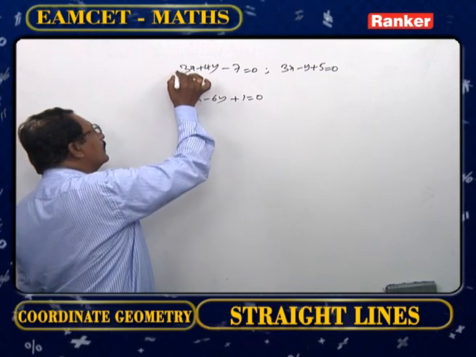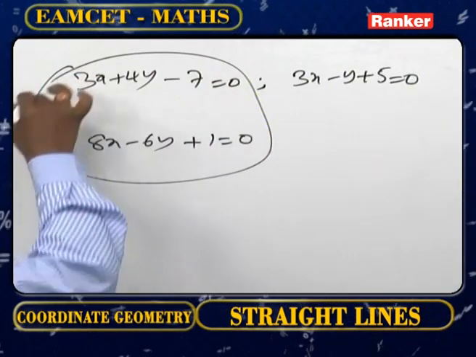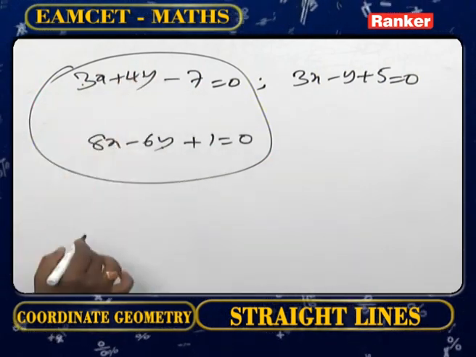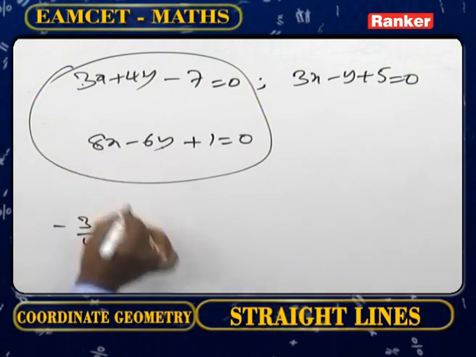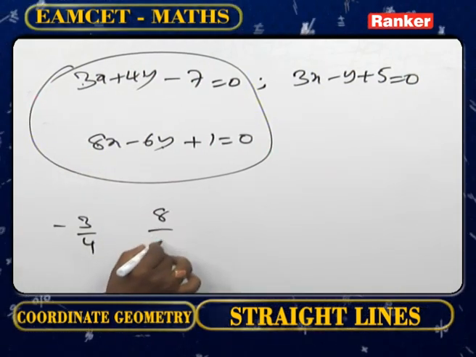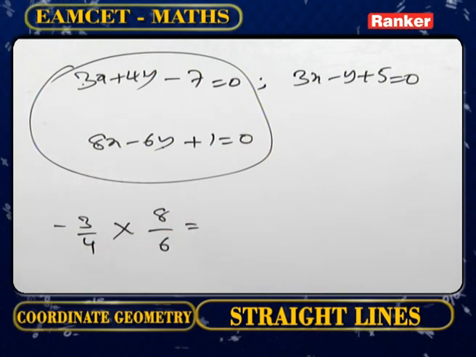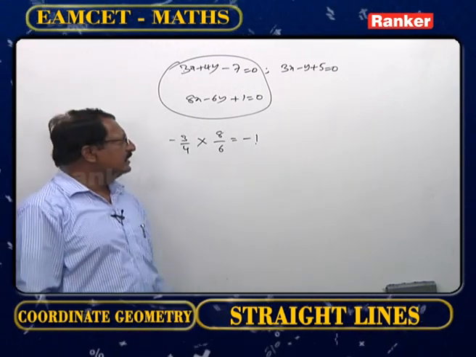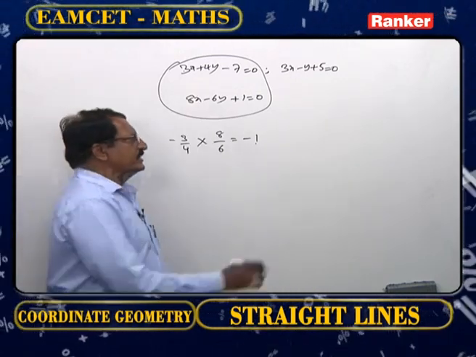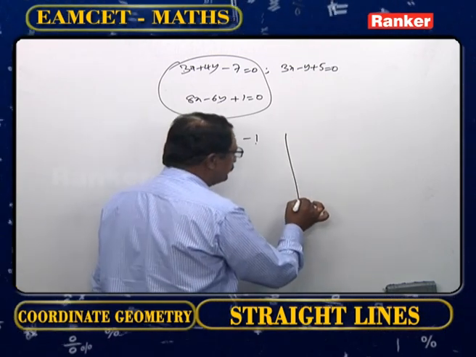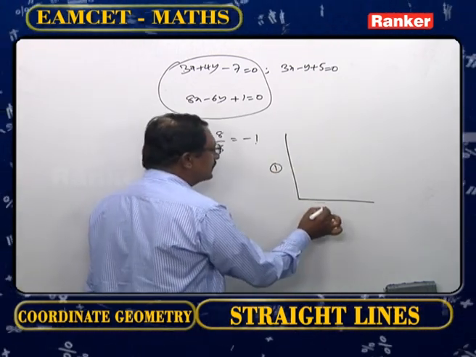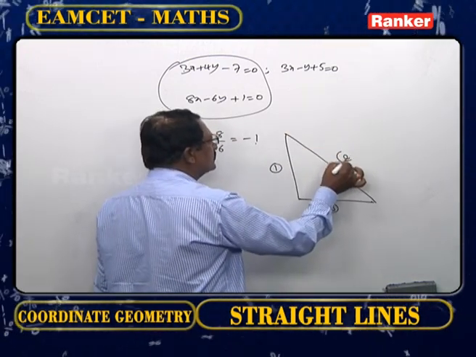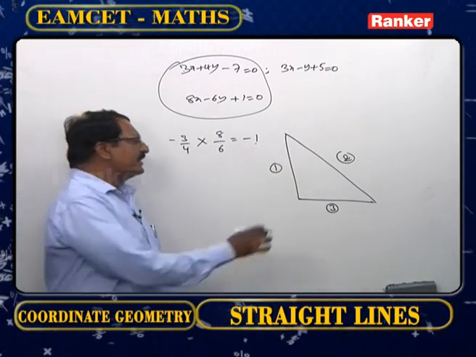Now, observe it. By observation, the first line and third line are perpendicular to each other, because the slope of the first line equals -3/4 and the slope of the third line equals 8/6. Now, the product of slopes equals -1. If the product of slopes of two lines is -1, then the two lines are perpendicular to each other. So the first line and third line are perpendicular, and the second line must be the hypotenuse. Therefore, the given lines form a right angle triangle.